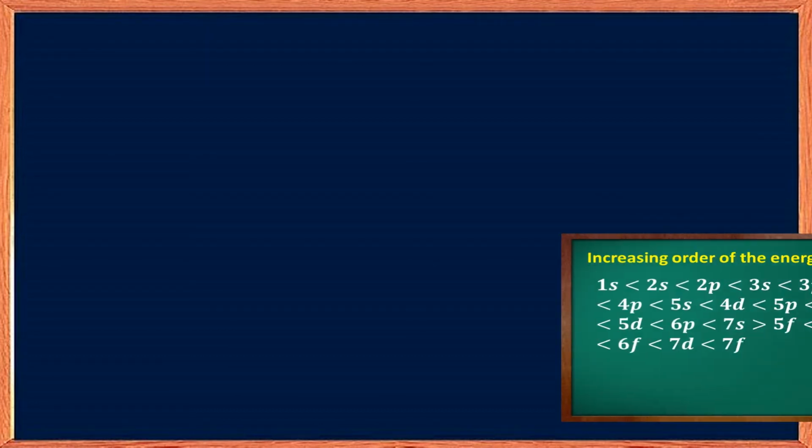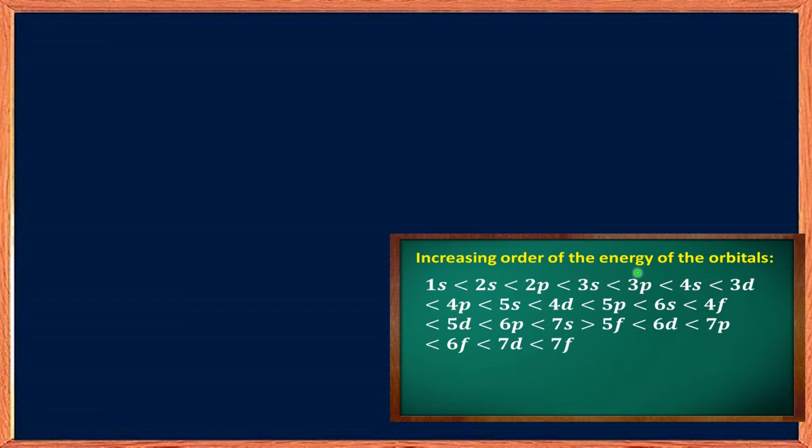Let us see here the increasing order of the energy of the orbitals. So orbitals are filled in this order only. The energy of 1s orbital is less than 2s orbital and the energy of 2s orbital is less than 2p orbital, like this. According to the Aufbau principle, in the ground state of the atoms, the orbitals are filled in order of their increasing energies. I already explained all these basic principles in my previous video.